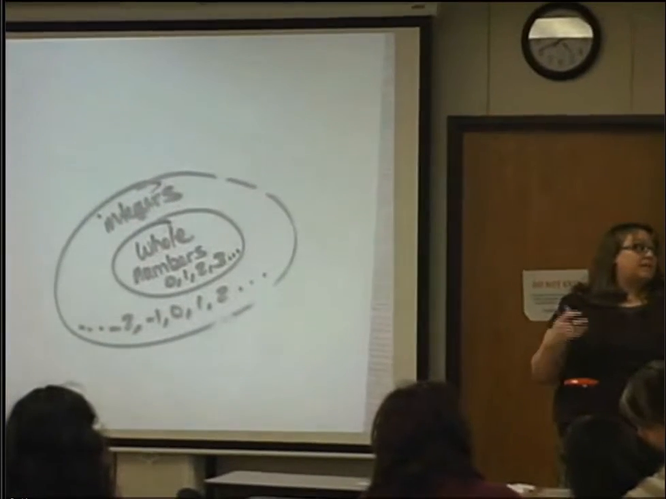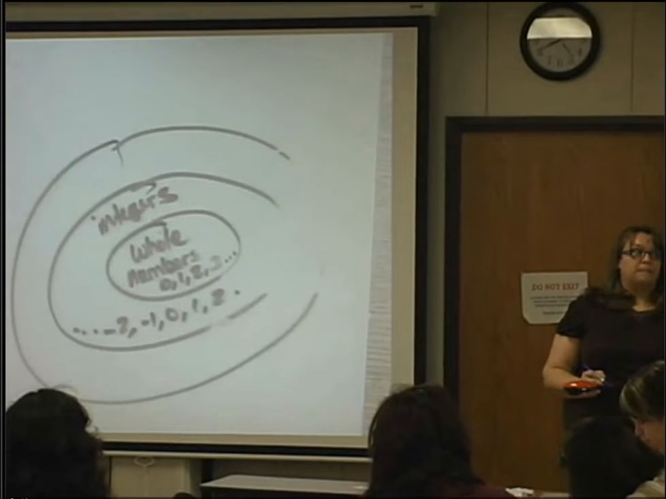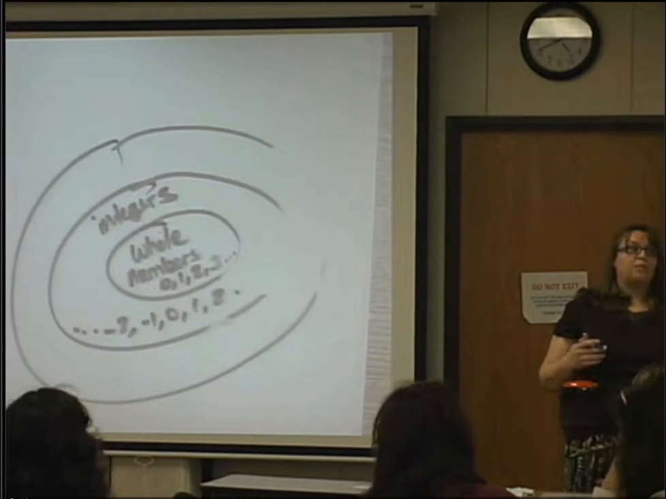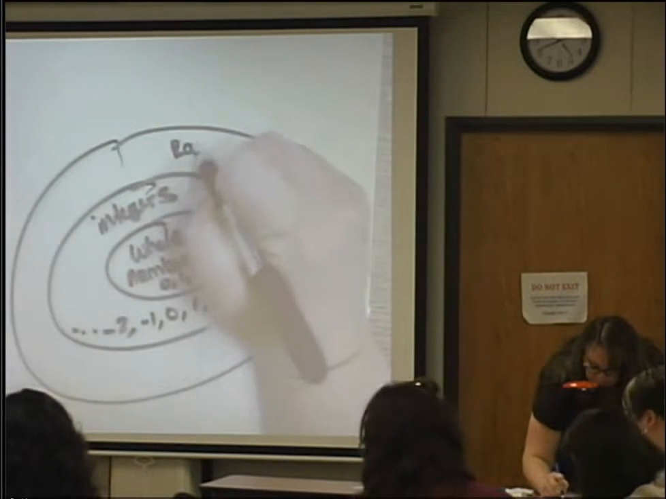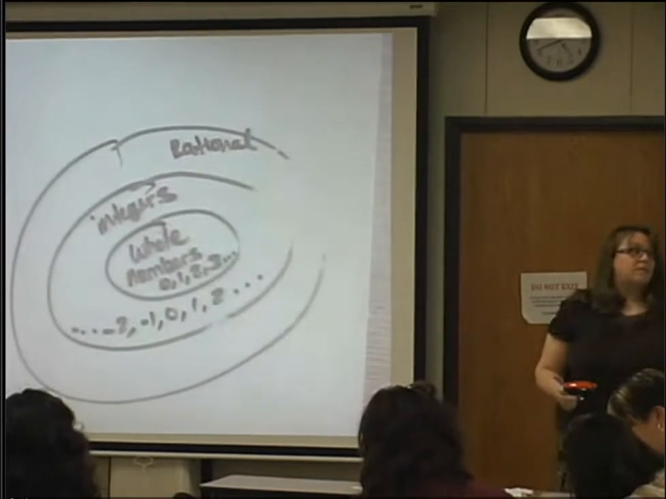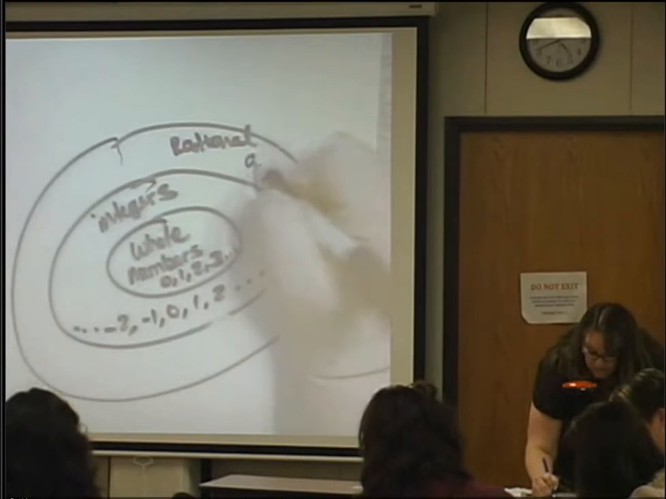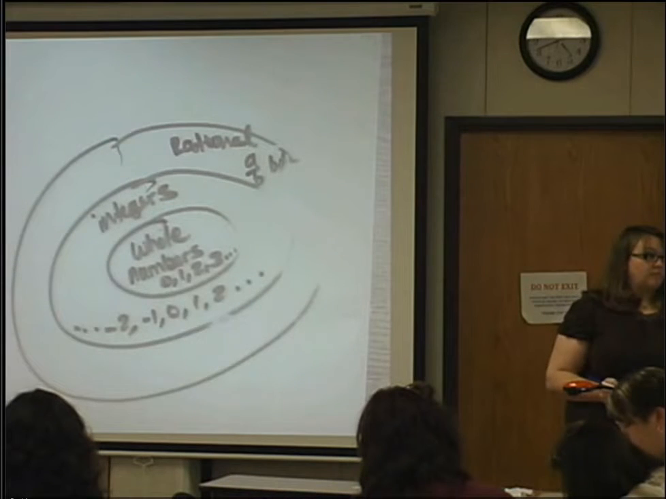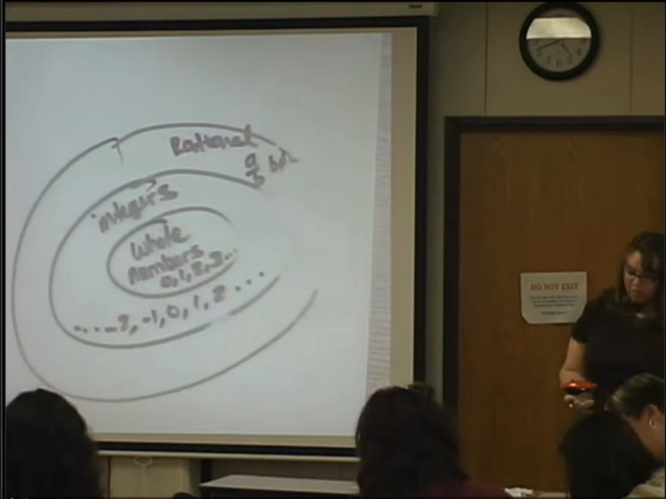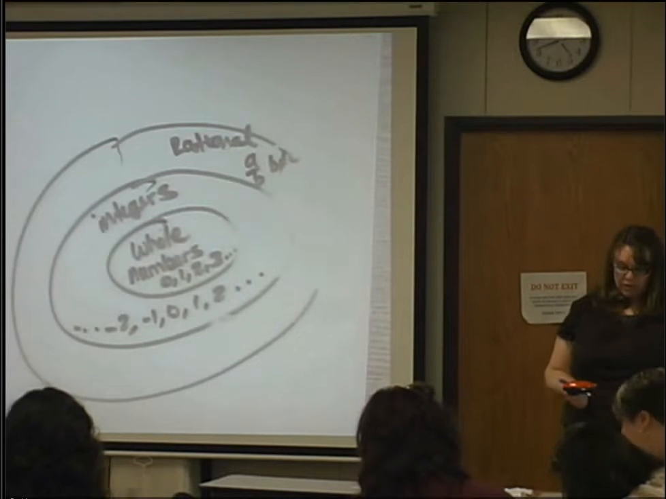Then if we take a next step out, what do you think that next step would be? All integers could also be considered rational numbers. And again, what's our definition of rational numbers? It can be written as a fraction, a over b, where b does not equal 0. So can the number 2 be written as a fraction? Yes, it can, so it's a rational number.